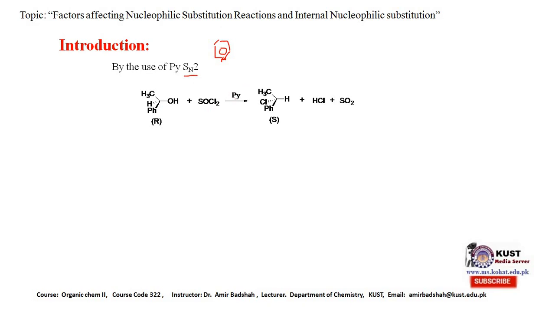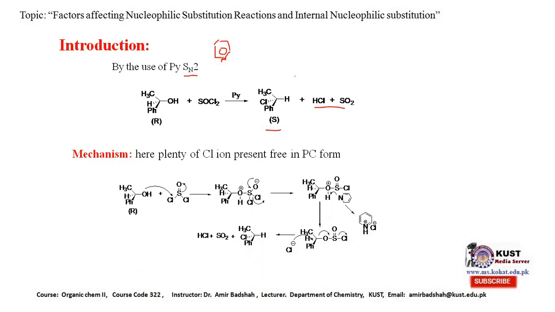instead of THF or ether. Here the configuration is changed, and along with this, these byproducts are formed. Now if we consider the mechanism, then we will understand how the configuration has been changed. Here the chloride ions are present in free form. In that case, the chloride ion was not in plenty amount. Here the chloride ions are free in the pyridinium chloride form.